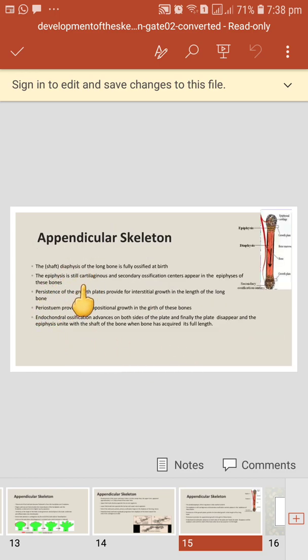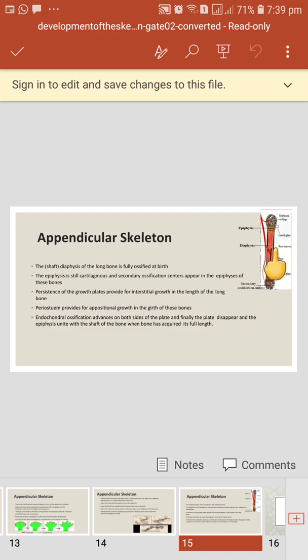The shaft or diaphysis of the long bone is fully ossified at birth. The epiphysis is still cartilaginous, and secondary ossification centers appear in the epiphysis of these bones. Persistence of the growth plates provides for interstitial growth in the length of the long bone. The periosteum provides for appositional growth in the girth of the bones. Endochondral ossification advances on both sides of the plate, and finally the plate disappears and the epiphysis unites with the shaft of the bone when the bone has acquired its full length.